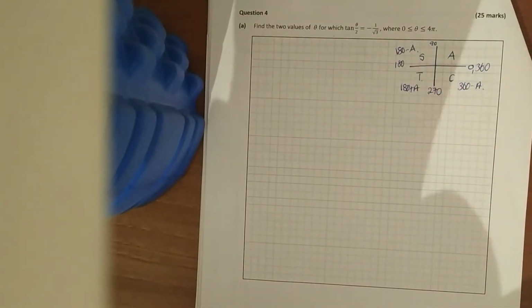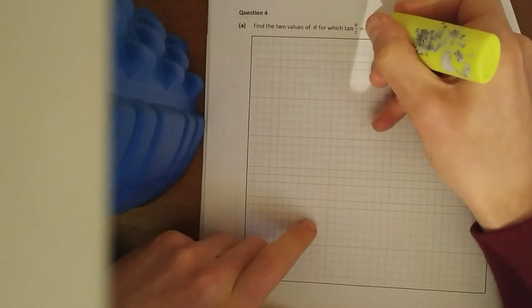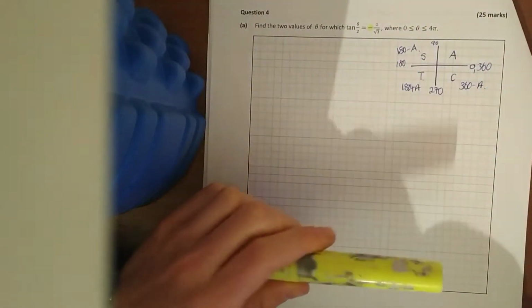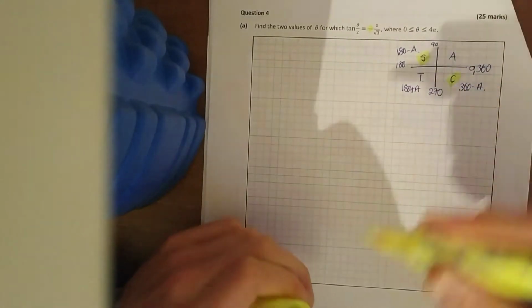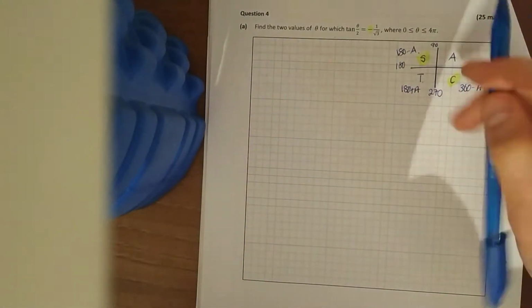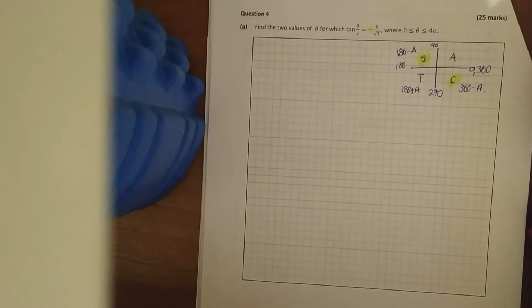Now, the thing about the minus, what two places is tan negative? What two places is tan not happy? Tan is not happy in the sine region and the cos region. So the first thing there, get your reference angle.